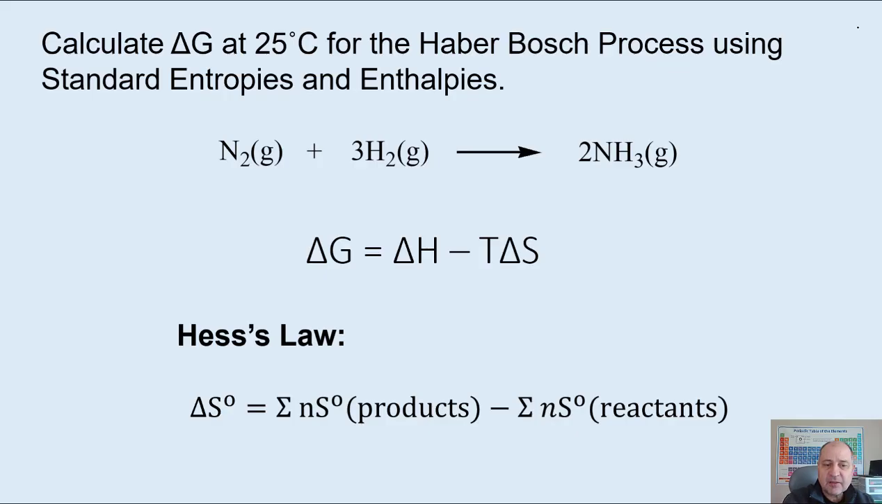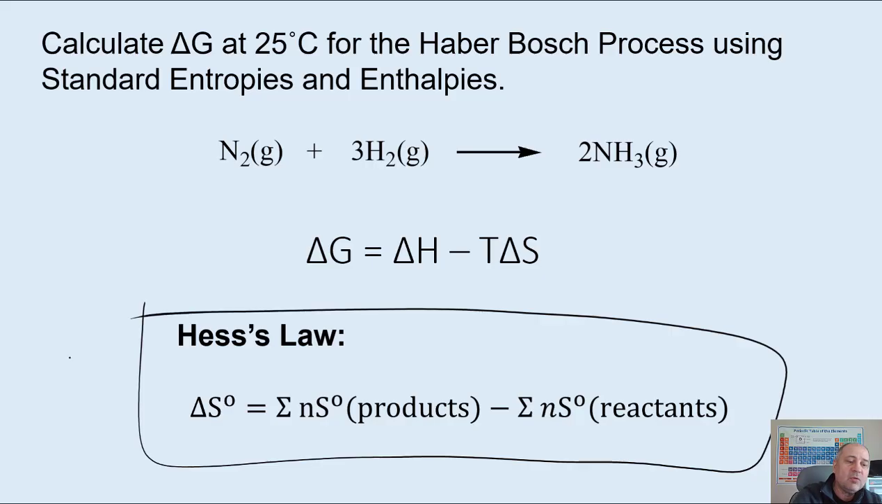Here's a problem that has us use the Gibbs free energy equation, but doesn't give us delta H and delta S. Instead, it asks us to calculate that ourselves based on standard entropies and standard enthalpies. Now those are tabulated, or they will be provided as needed. You just have to apply those or dig them out and then use this formula here.